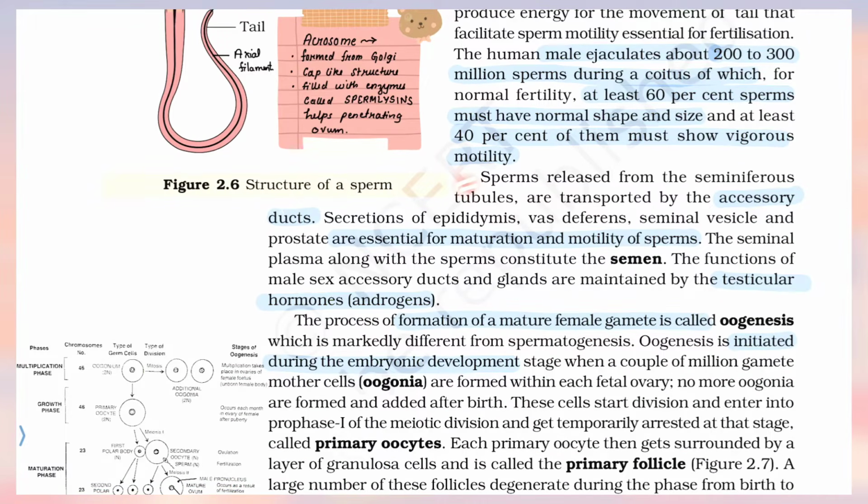Sperm released from the seminiferous tubules are transported by accessory ducts. Secretions of the epididymis, vas deferens, seminal vesicle, and prostate are essential for maturation and motility of sperms. The seminal plasma along with sperms constitutes the semen. The functions of male accessory ducts and glands are maintained by testicular hormones called androgens.